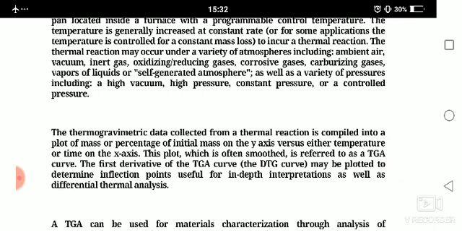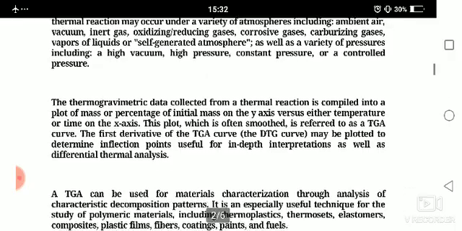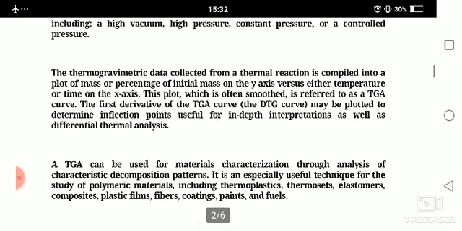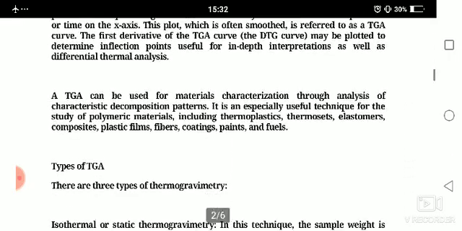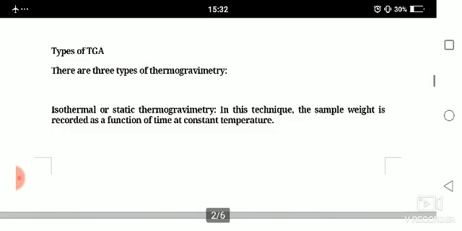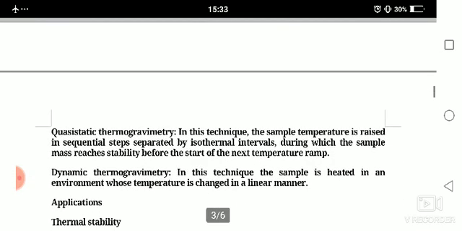The thermogravimetric data collected from a thermal reaction is compiled into a plot of mass or percentage of initial mass on the y-axis versus temperature on the x-axis. The types of thermogravimetric analysis are isothermal or static thermogravimetry. In this technique, the sample weight is recorded as a function of time at a constant temperature.